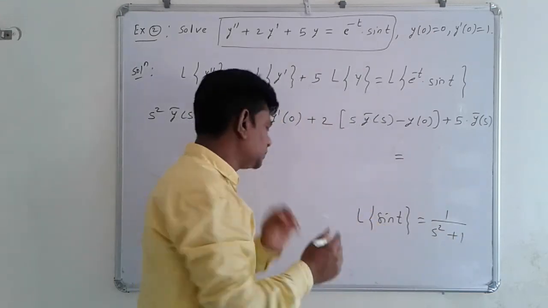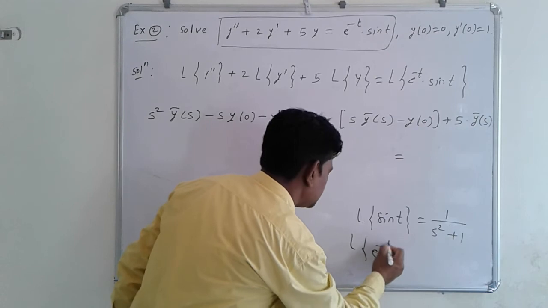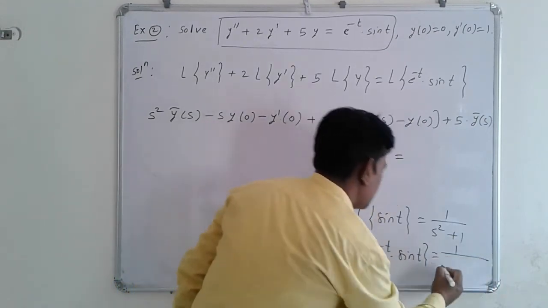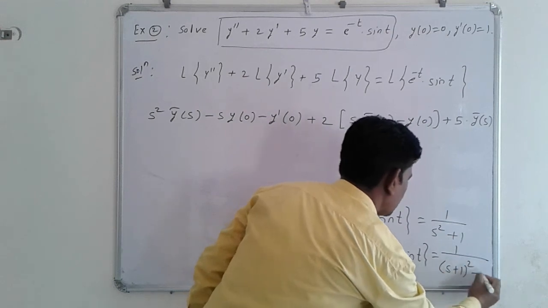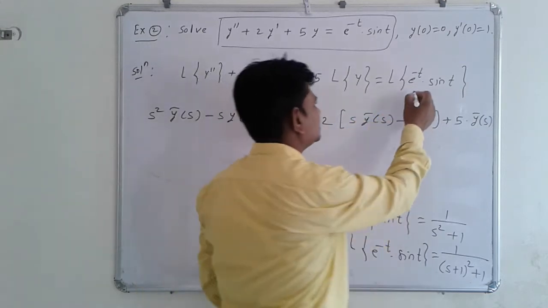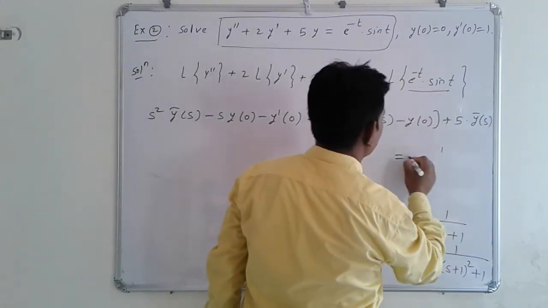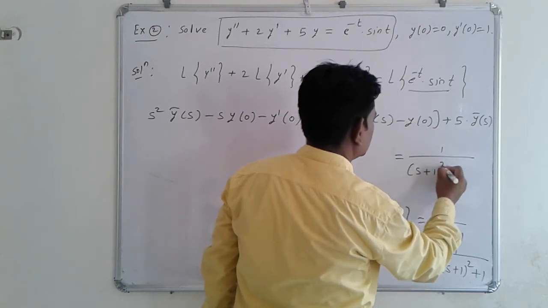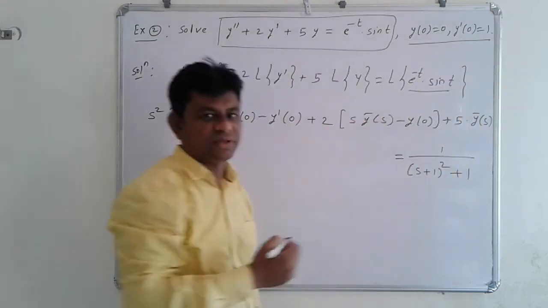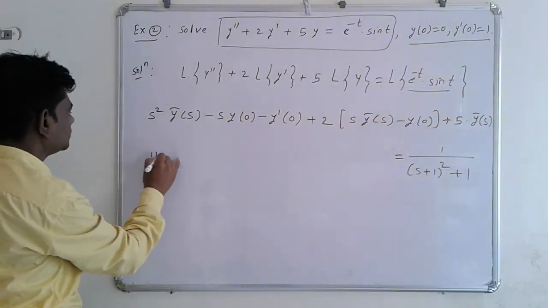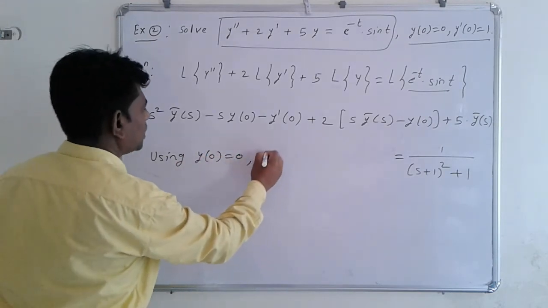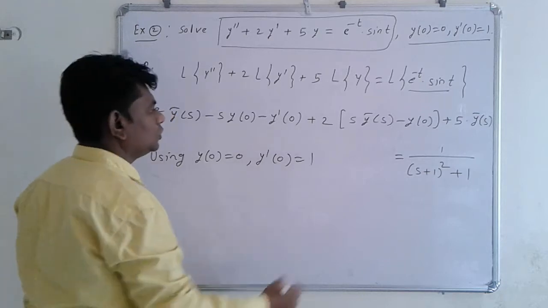Now by using the shifting property, Laplace transform of e to the power minus t sin t is equal to 1 upon s plus 1 whole square plus 1. So therefore Laplace transform of e to the power minus t sin t, answer is 1 upon s plus 1 whole square plus 1. Now by using the given initial conditions, y of 0 is equal to 0, y dash of 0 is equal to 1.